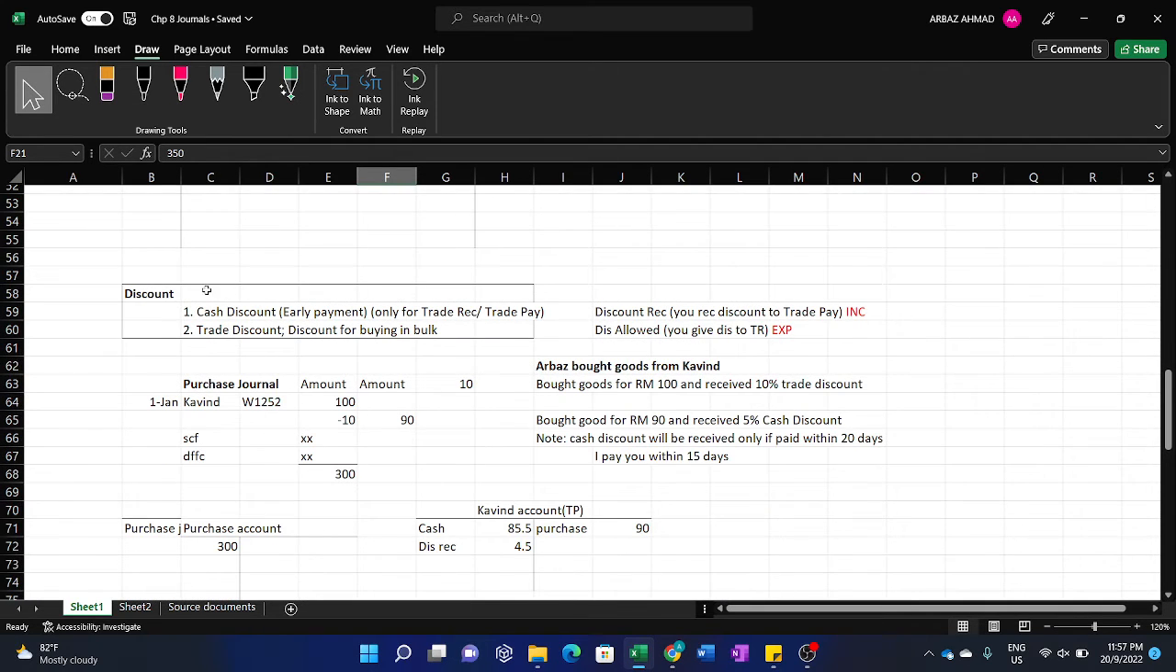And then we have the concept of trade discount. So we have two types of discount: cash discount and trade discount.